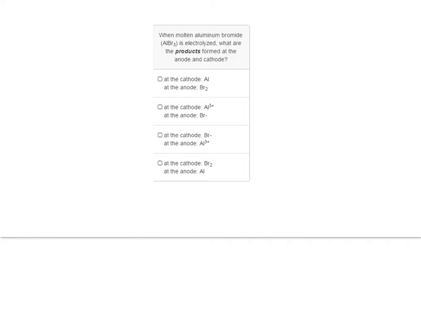This is a fundamental question about electrolytic cells that you need to understand. And I would say if you don't take the time to understand anything else about an electrolytic cell, this would be the one that I would start with. Because you will always be given an ionic compound. In this case, they're talking about aluminum bromide. And it has to be either molten, which means melted, or an aqueous solution.